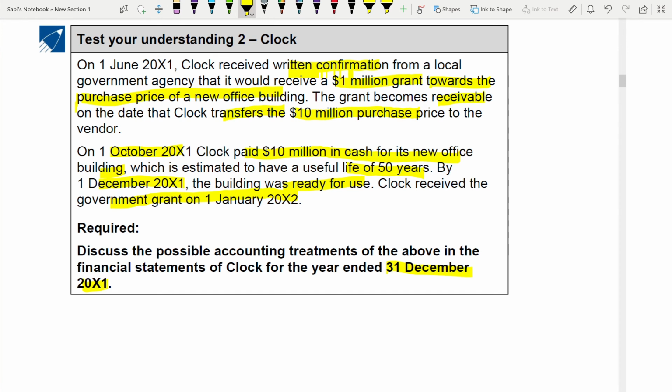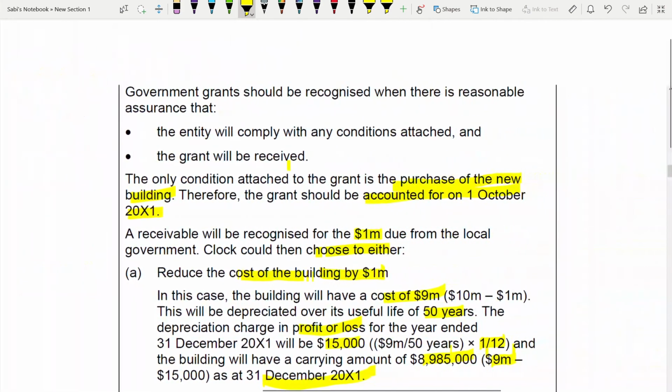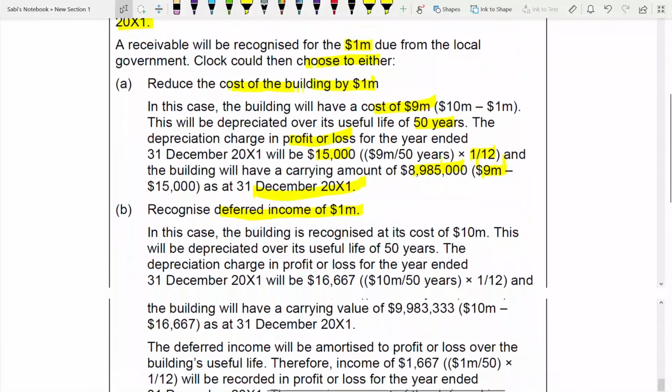The building was ready for use from 1st of December 2001, and you have to record on 31st December. Only for 1 month you can record depreciation. You're understanding? For the current year. Because according to IAS 16, depreciation you can only calculate when it's ready for use. So that's why you're taking 1 month only, 1 over 12, 1 month. That December month only you will recognize depreciation.